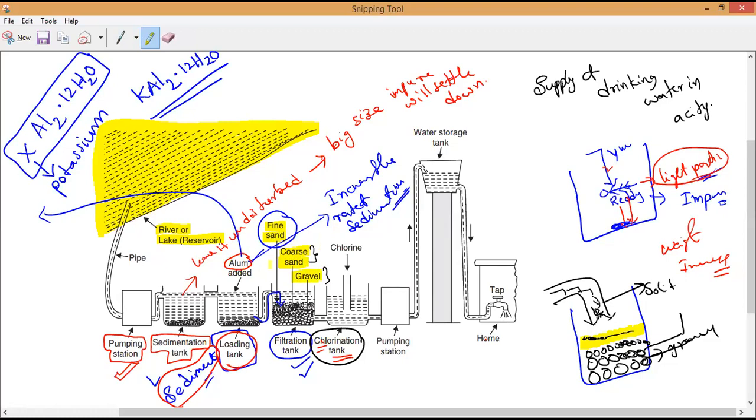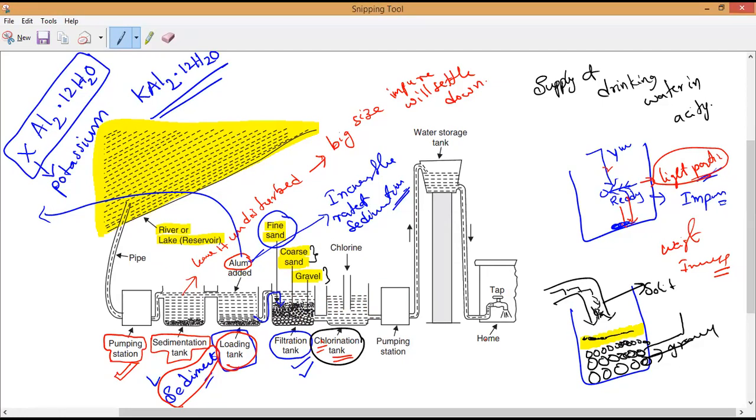So once the water passes through that, the finest sand particles and finest dust particles will be filtered here. Only water will go into this tank, which is called the chlorination tank. Now, what is the importance of the chlorination tank?